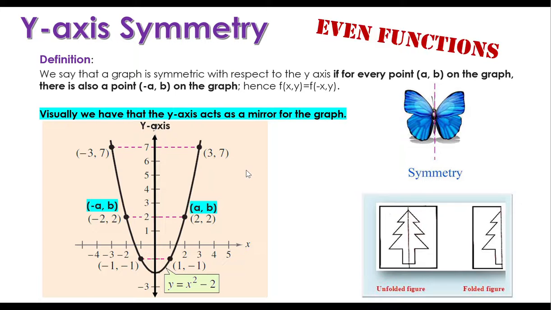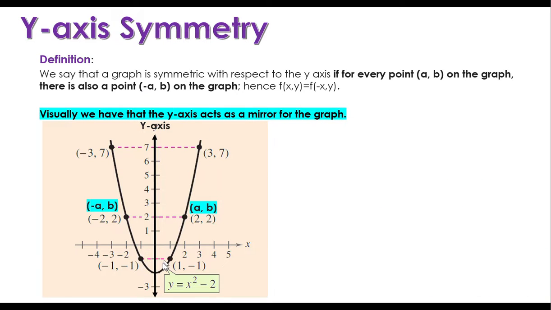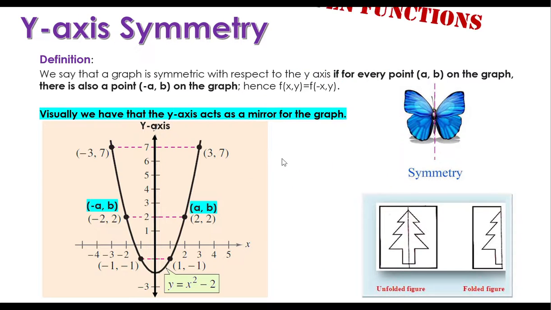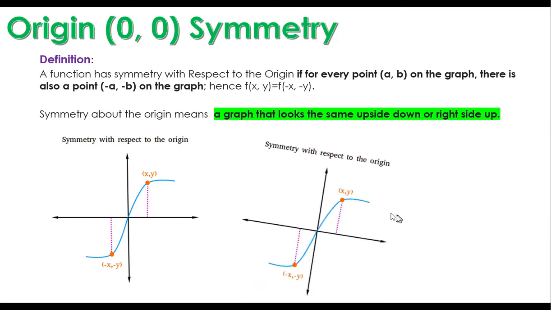So I would expect you to remember that x-axis symmetry is folding from the top to the bottom, or horizontal folding over the x-axis, and it's not a function. Y-axis symmetry is vertical folding over the y-axis, and these are called even functions. And symmetry over the origin is literally when you look the same whether you're upside down or right side up, and these are called odd functions.